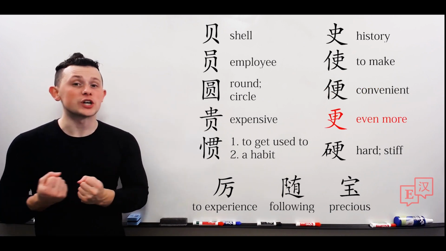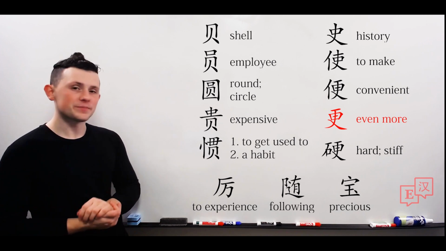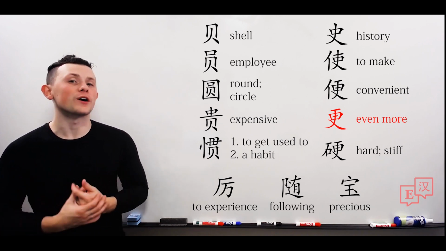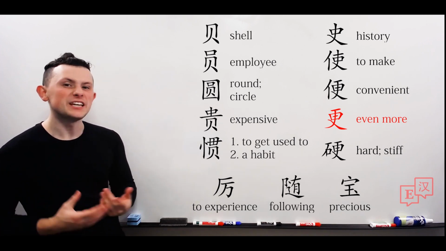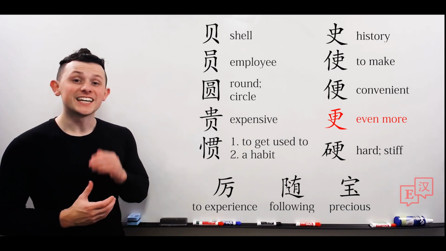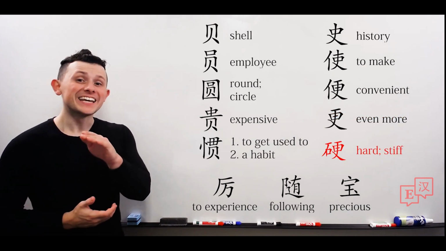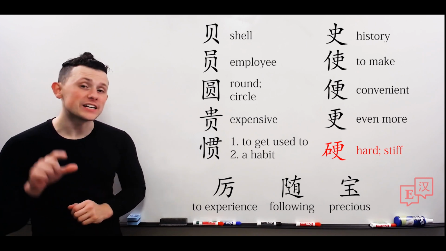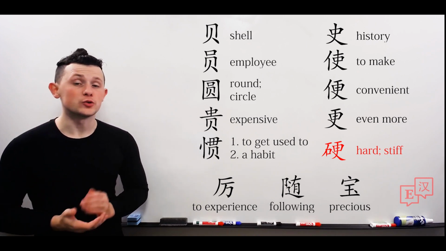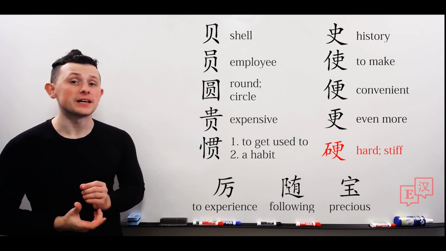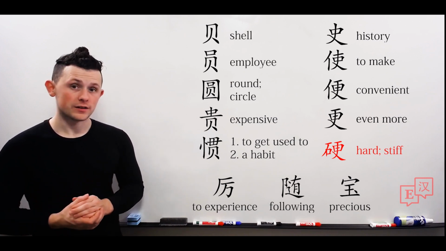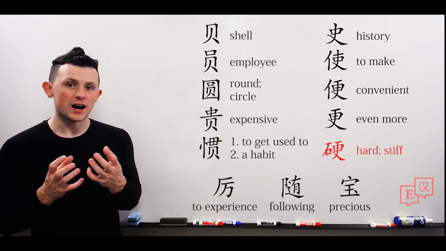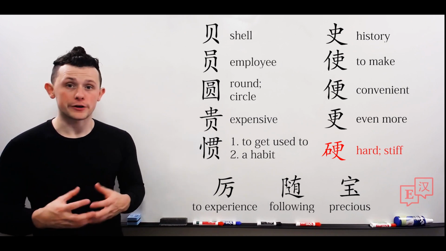So we took away the 人. 更. This character means even more. 更好, even better. 硬, ing. What we added here is the rock character to 更, and this makes the meaning hard, as in the physical characteristic of something is hard.